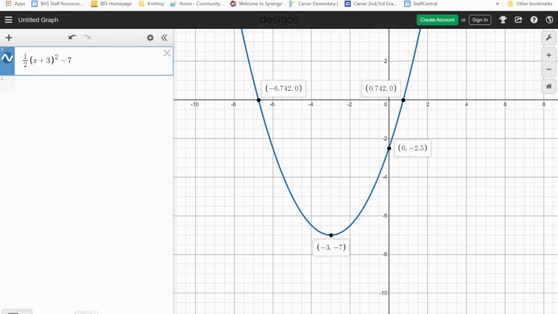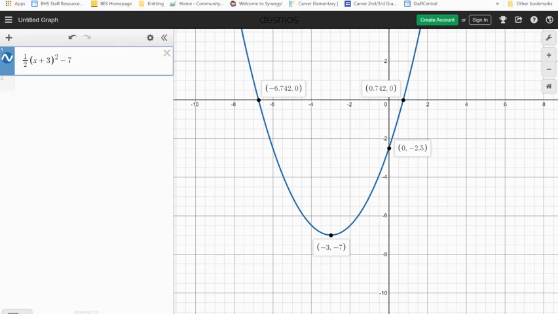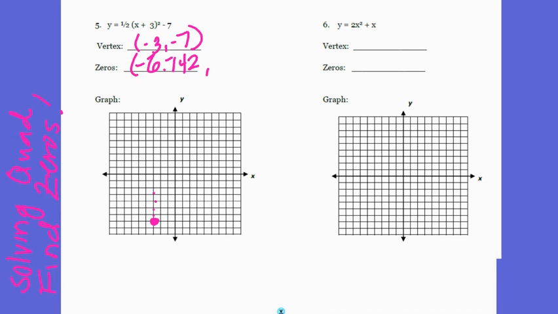So -6.742 is one of them. And then the other one was +0.742. And I'm just going to do my best to estimate these. 3, 4, 5, something like that. And then that. And if you wanted to put 0, -2.5 on there to help you out, you could totally do that. So what's the main goal of this lesson?